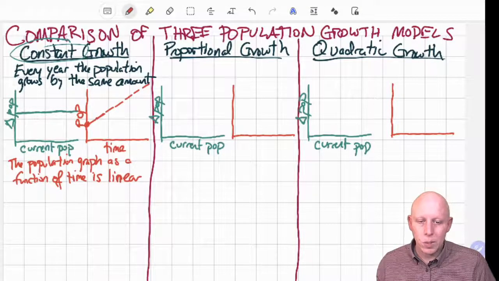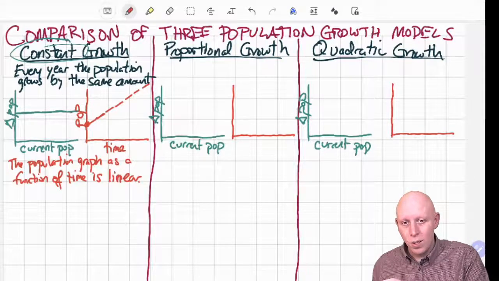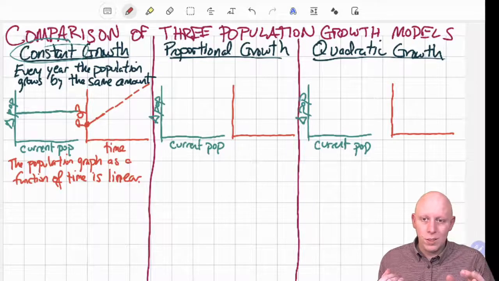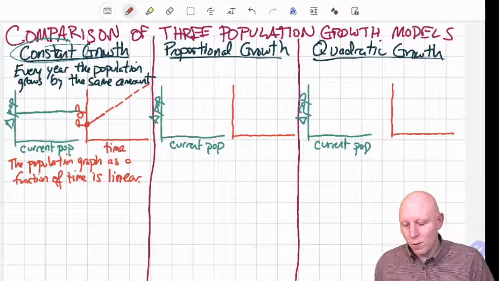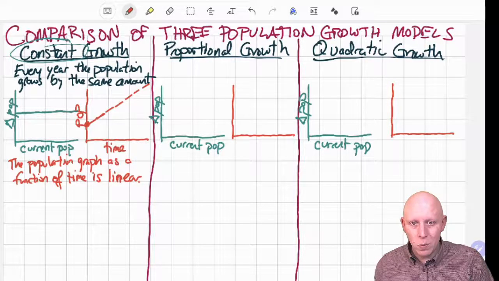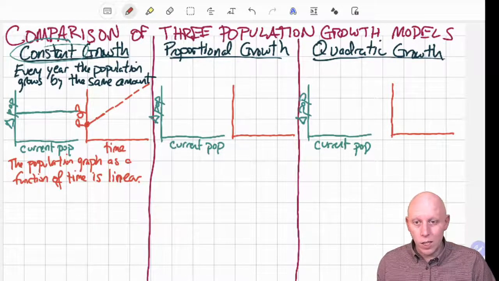All right, so I'm going to try to be very careful about talking about constant growth versus the population graph being a linear graph, because it's really easy to slip into saying this is a linear growth model. No, this is a constant growth model where the population grows linearly over time.